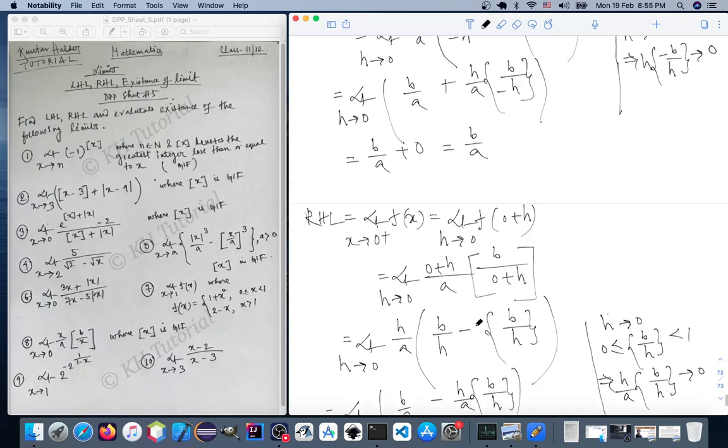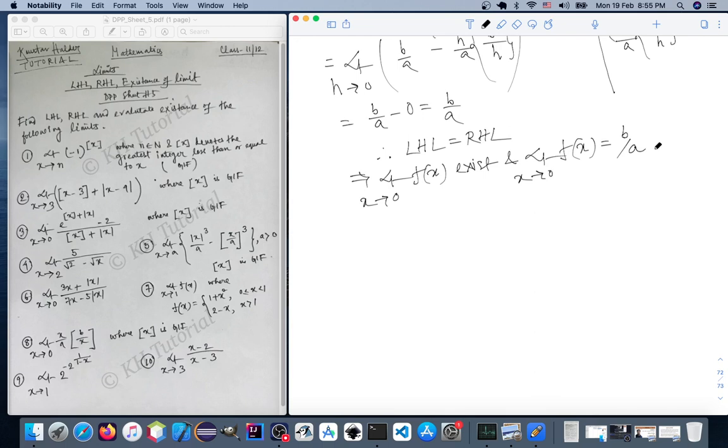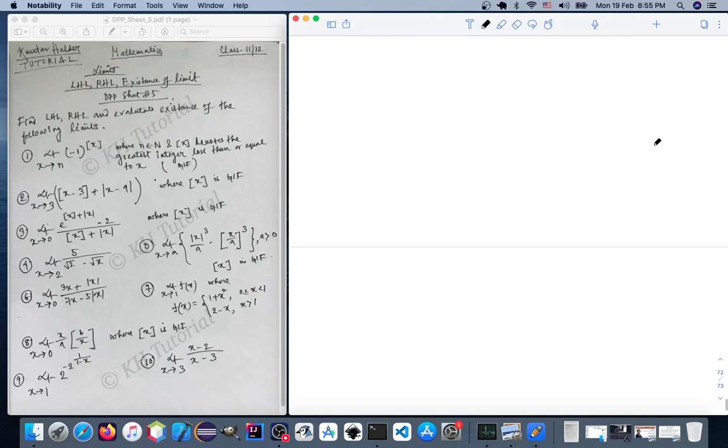So RHL is b by a and LHL is b by a. They are same. Therefore, LHL equals RHL. This implies limit x tending to 0 f(x) exists and limit x tending to 0 f(x) is equal to b by a. Okay. Let's see the next problem.